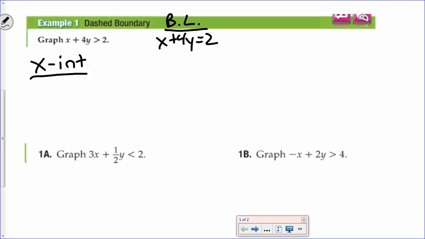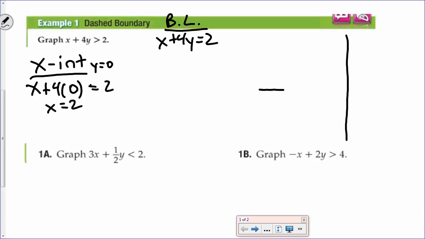So we're using that to find the x-intercept and the y-intercept. The x-intercept is when y equals 0, so we go x plus 4 times 0 equals 2, so then we've got x equals 2. So we've got the point 2, 0. Let's get our equivalent point over here. 2, 0 is a point on this line.